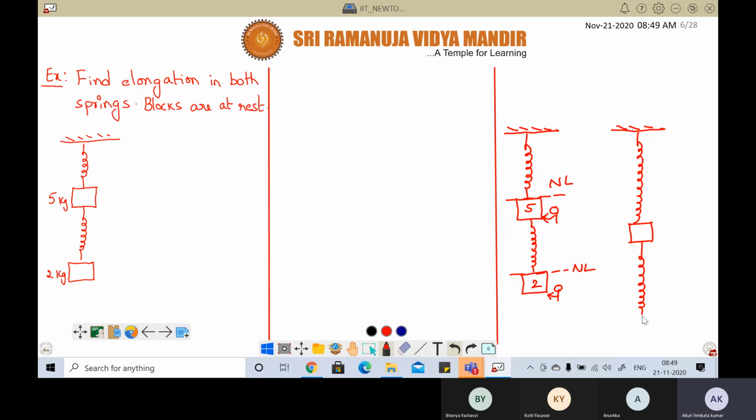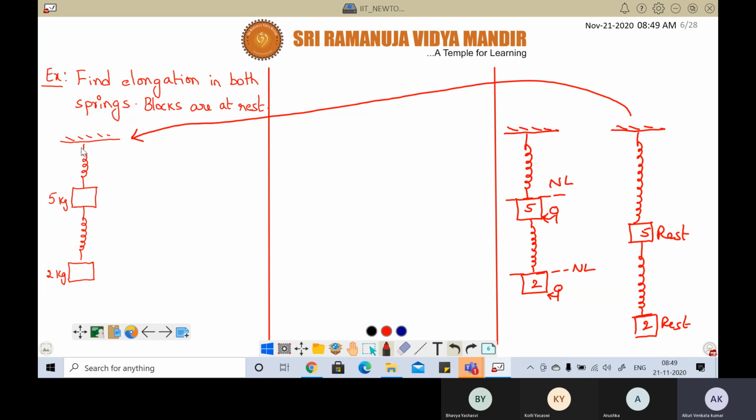Both will elongate or not? Yes, sir. This is 5. This is 2. So this is what is given to you. I hope you understood. So what is the elongation in both the springs? Now these two are at rest. Are you able to understand? Yes, sir. So now can you calculate?